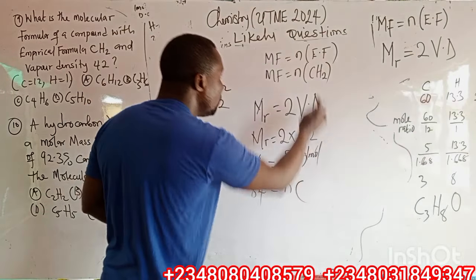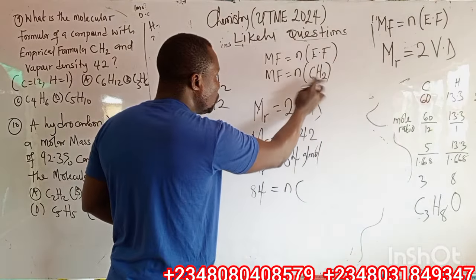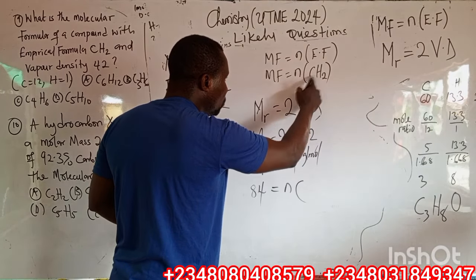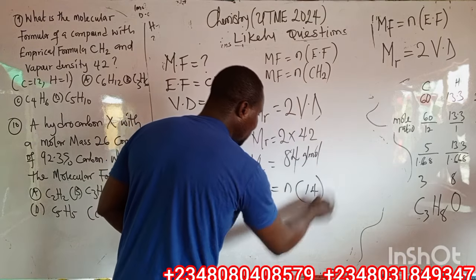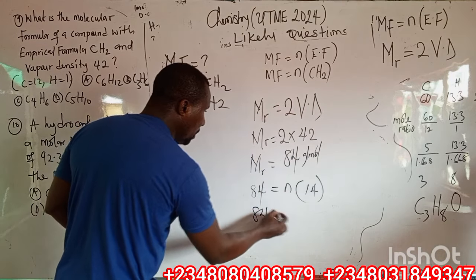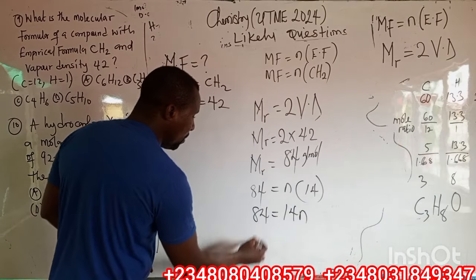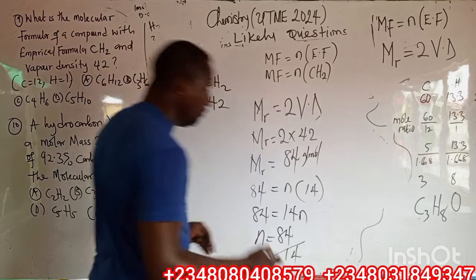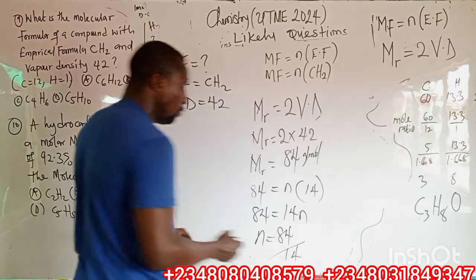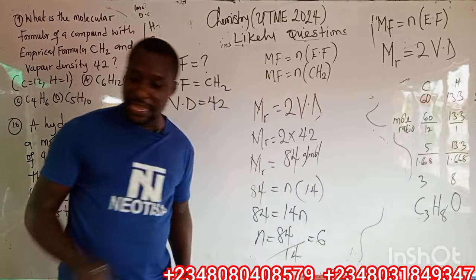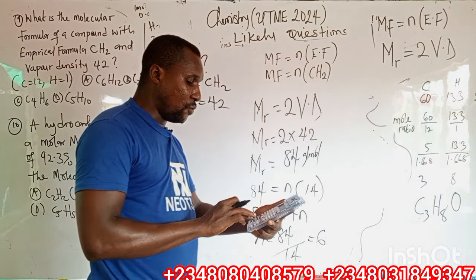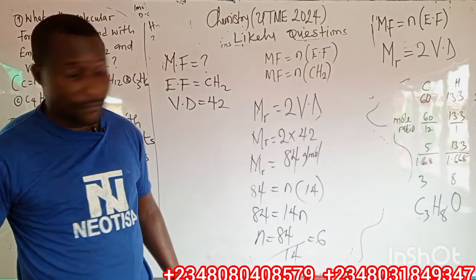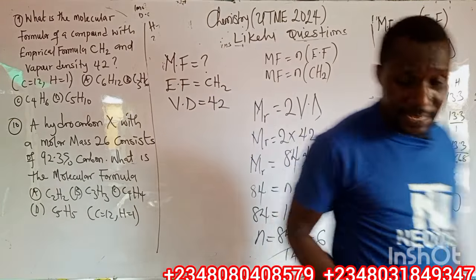Then N times CH2. Carbon is 12 plus hydrogen, 1 times 2, which is 2. 12 plus 2 makes 14. Therefore 84 equals 14N, then N equals 84 over 14, which gives 6. Let me confirm: 84 divided by 14 is 6. Therefore, N is 6.